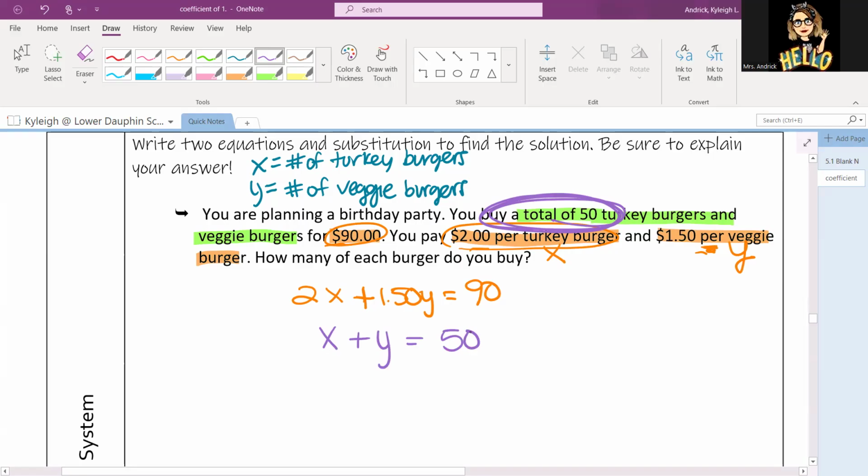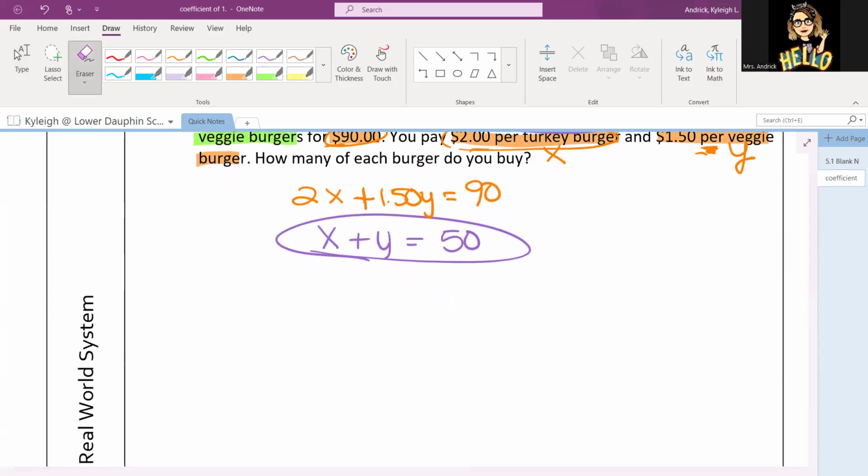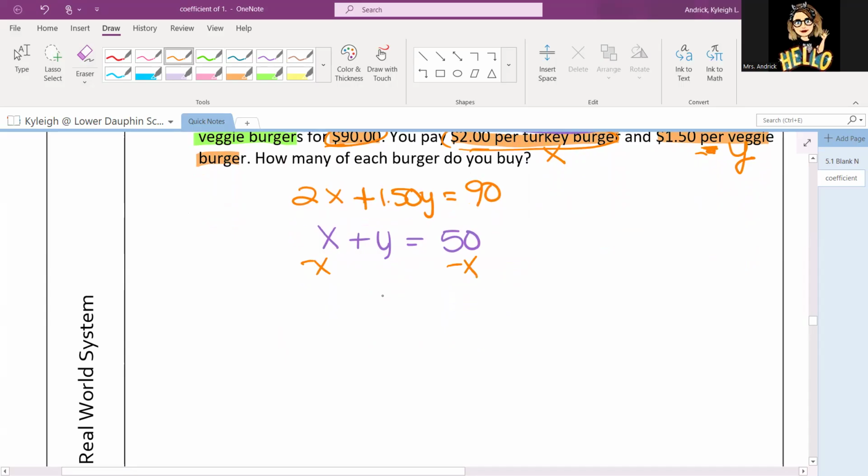So neither of these equations are solved for y. So we're going to have to figure out which one to solve. Remember, we're looking for a coefficient of 1. Honestly, you could solve this equation for x or y, but I'm just going to get into the habit of solving for y because that's what we're used to. I'm going to solve this bottom equation for y. So let's do that really quick by subtracting x. And we get y equals 50 minus x.